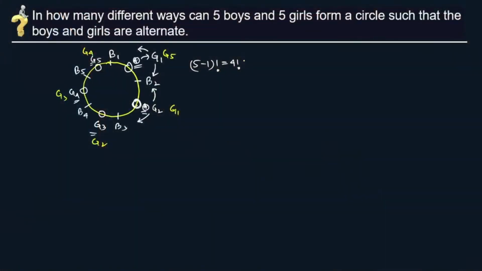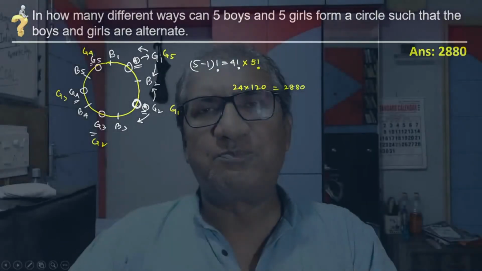So the 5 girls can arrange themselves in the 5 places in factorial 5 different ways. Therefore, the total number of ways when boys and girls sit alternately is 24 into 120. That gives us 2880. Is it clear? So that's our answer. Have you understood? This question is pretty simple, but a very good question to understand.